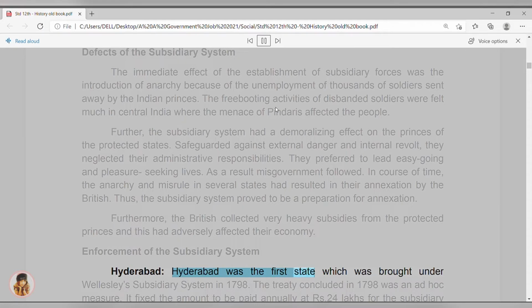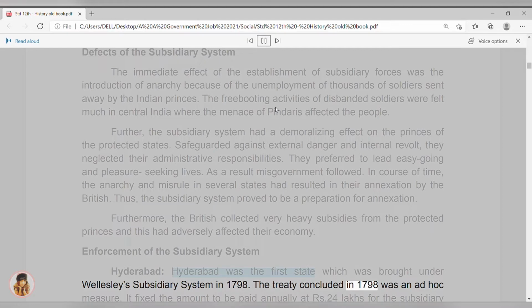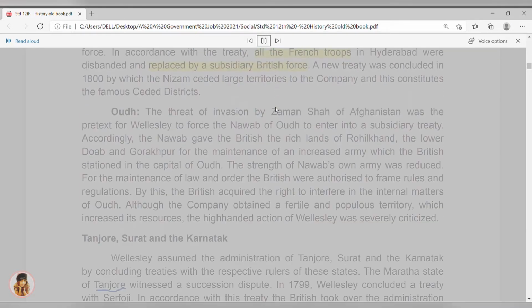Hyderabad was the first state which was brought under Wellesley's subsidiary system in 1798. The treaty concluded in 1798 was an ad hoc measure. It fixed the amount to be paid annually at Rs. 24 lakhs for the subsidiary force. In accordance with the treaty, all the French troops in Hyderabad were disbanded and replaced by a subsidiary British force. A new treaty was concluded in 1800 by which the Nizam ceded large territories to the company, and this constitutes the famous ceded districts.